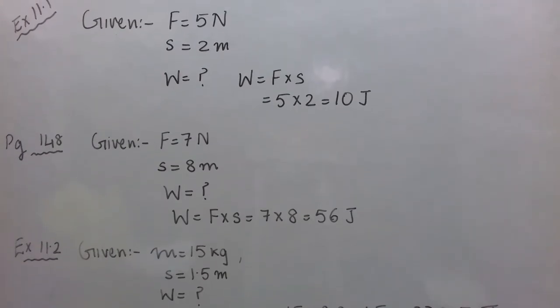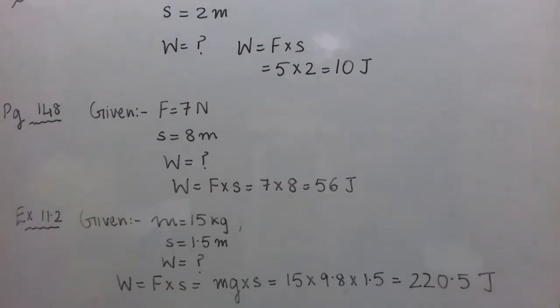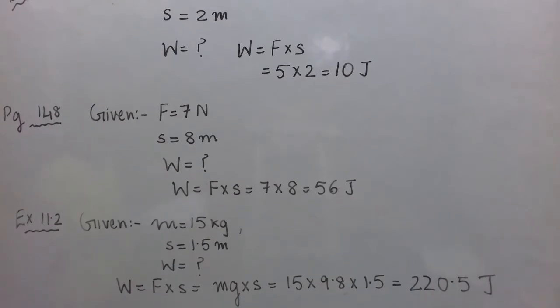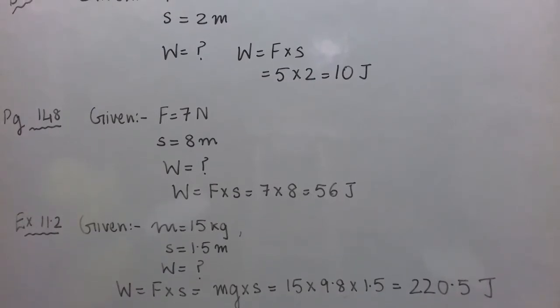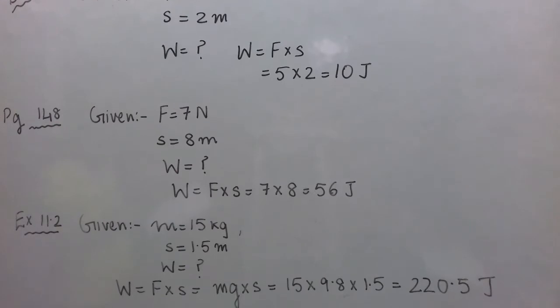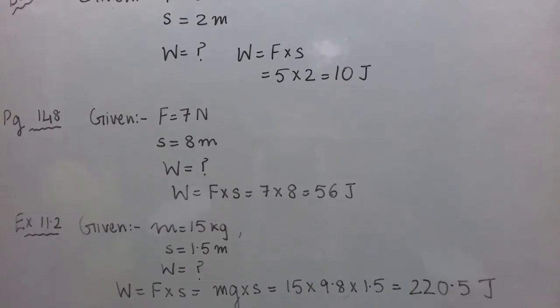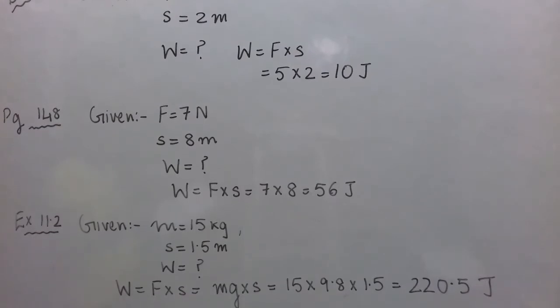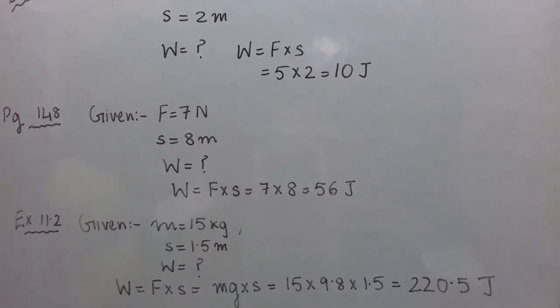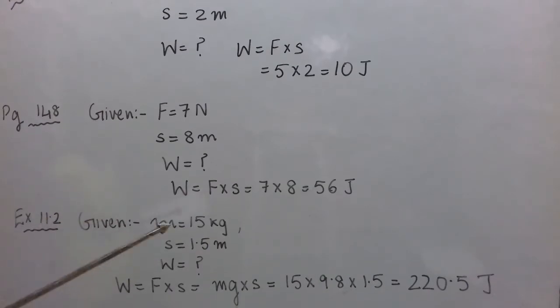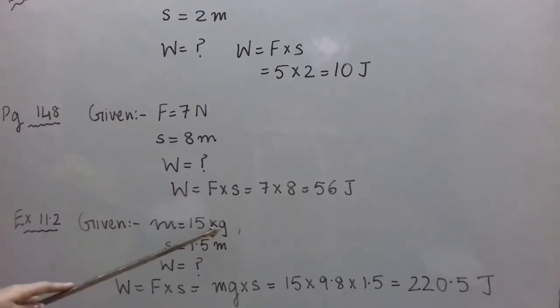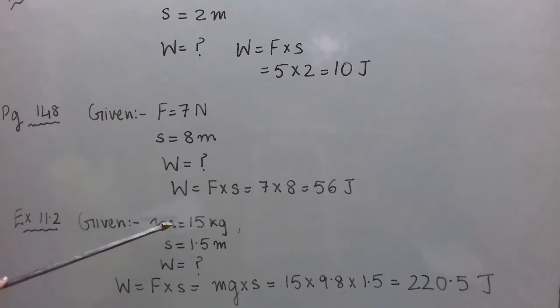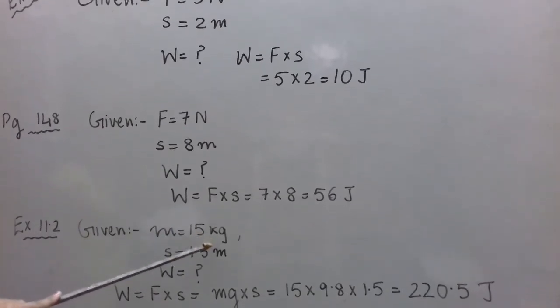Now, let us see example 11.2. I'll read the numerical, just listen to it carefully. A porter lifts a luggage of 15 kg from the ground and puts it on his head 1.5 meter above the ground. Calculate the work done by him on the luggage. A porter means coolie, lifts a luggage of 15 kg. So 15 kg is the mass, we'll use small m for mass, which is 15 kg.